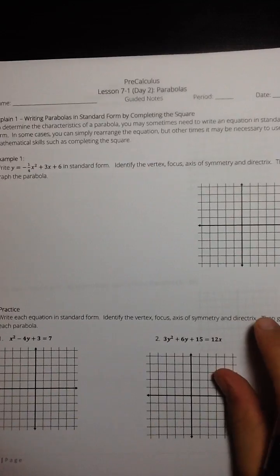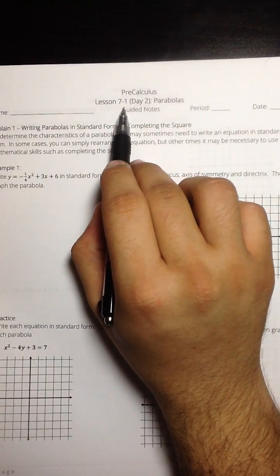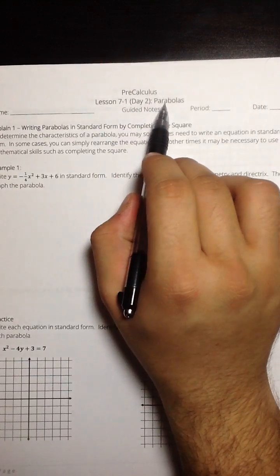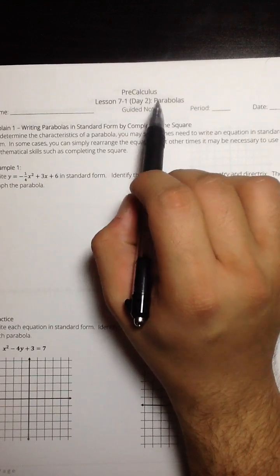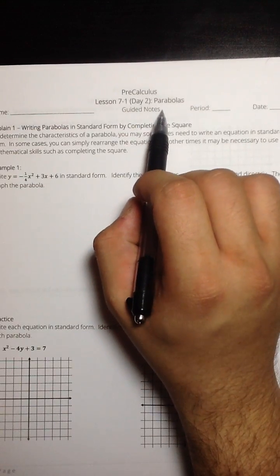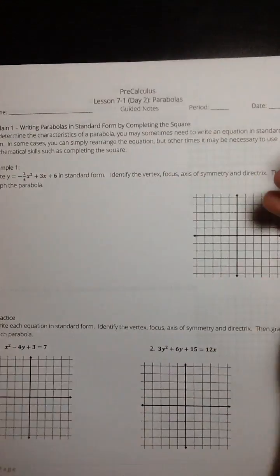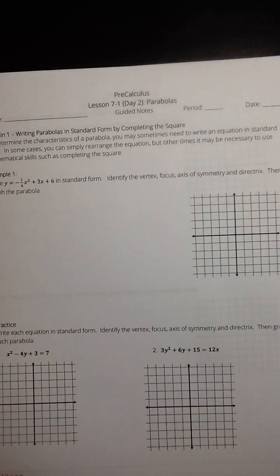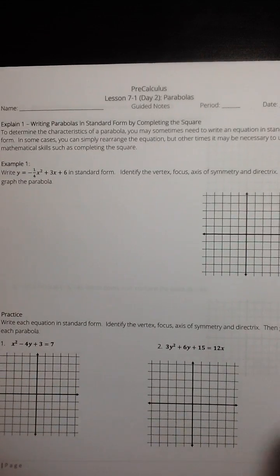Okay, so this is a PreCalculus course. Today is lesson 7.1, day 2. So if you're keeping along with the guided notes, this is the lesson we're going to be going over. It's also parabolas. So yesterday we were determining characteristics and the graph of a parabola when the equation is written in the explicit form or the standard form.